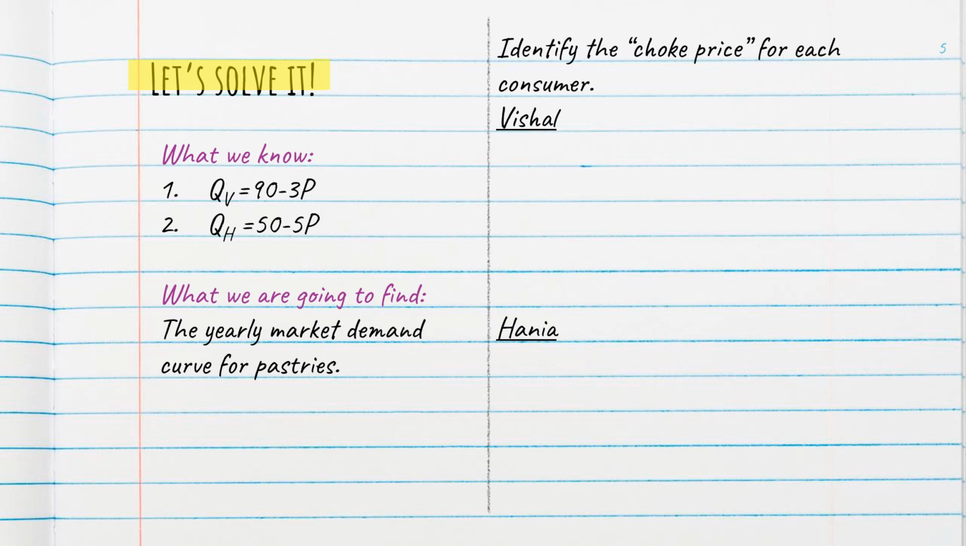So to find it, we literally set the demand curve for Vishal, which is 90 minus 3p, equal to 0, and solve for p. So if I start rearranging this, I have 90 equals 3p, and then I can divide both sides by 3 and conclude that his choke price is 90 divided by 3, which is 30. It's nice to conceptually understand this price. For Vishal, he demands a positive amount as long as price is less than 30, and as soon as price equals 30, he demands 0.